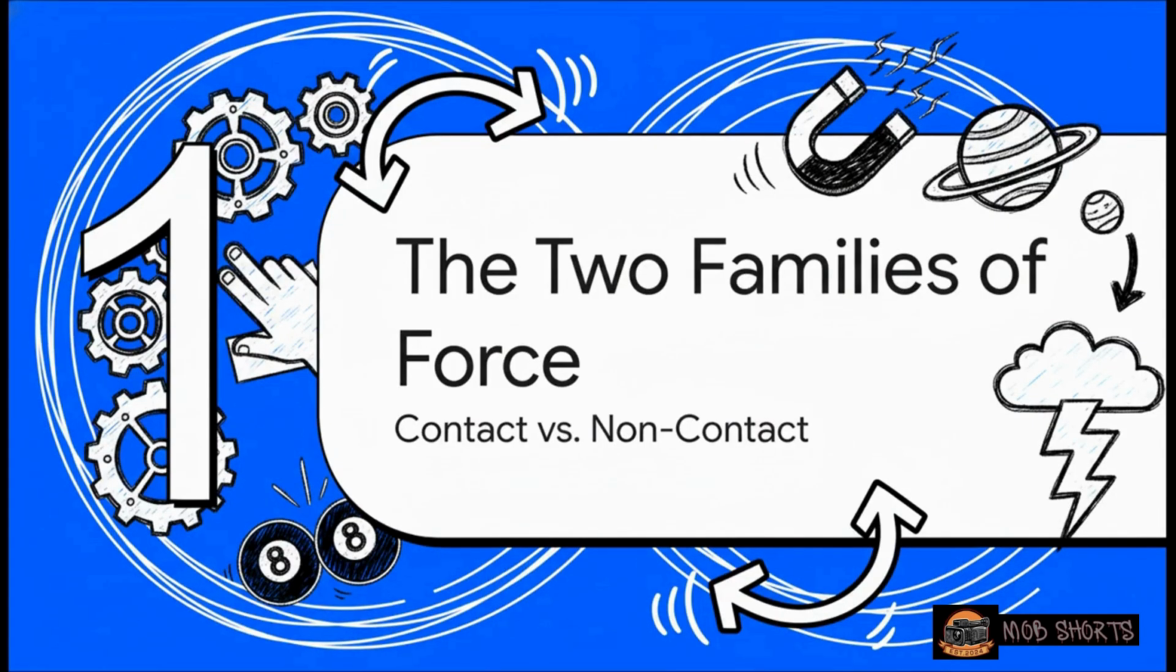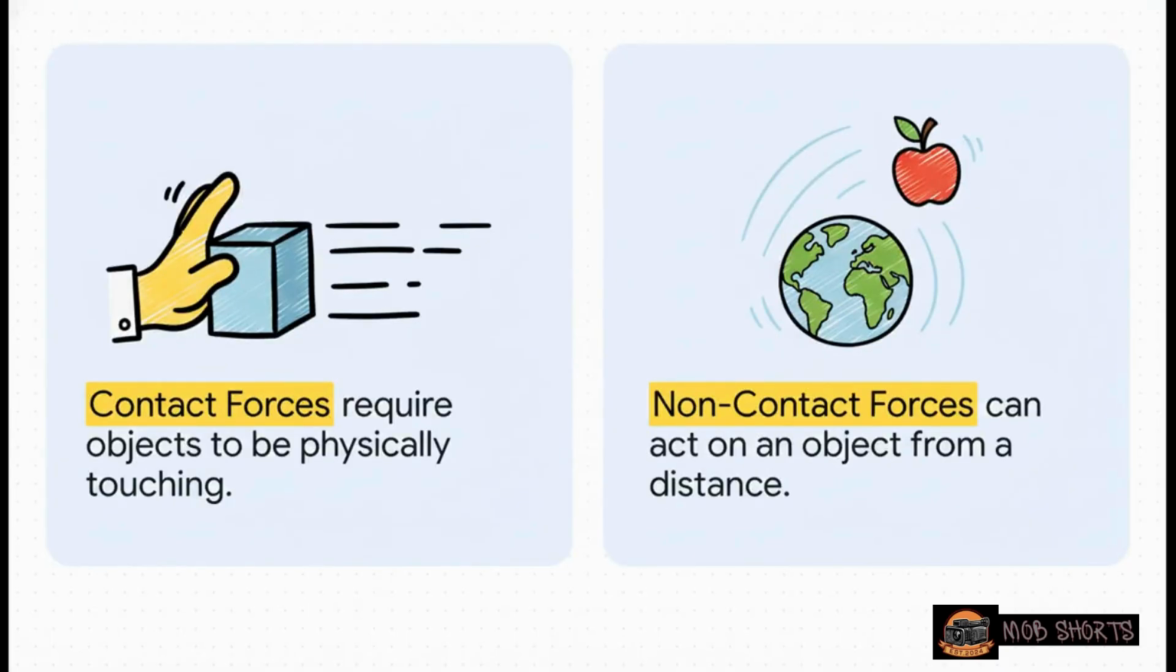Now, there are a whole bunch of different types of forces, but they all fall into two main families. Think of it as the first big way we organize everything in mechanics. It makes things a lot easier to handle. And here they are, contact forces and non-contact forces. The names kind of give the game away, right? Contact forces require objects to be physically touching, like your hand pushing a door. Non-contact forces, on the other hand, can feel a bit like magic. They act over a distance, like gravity pulling an apple from a tree without ever touching.